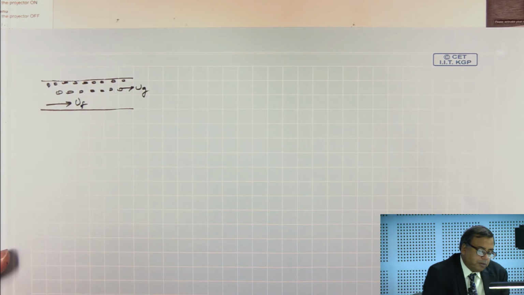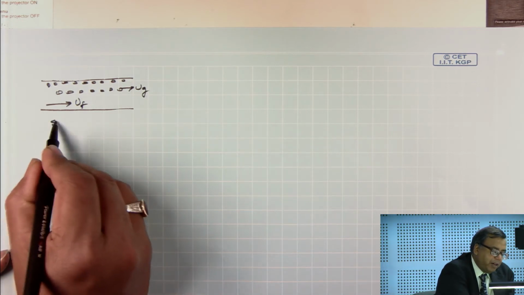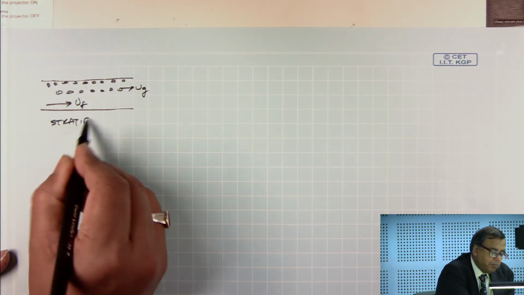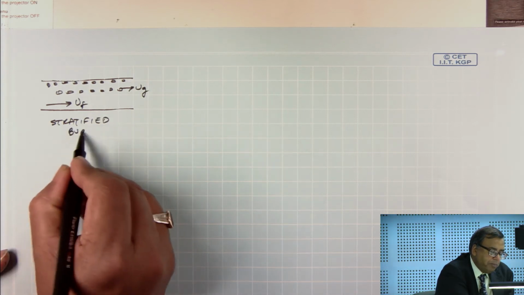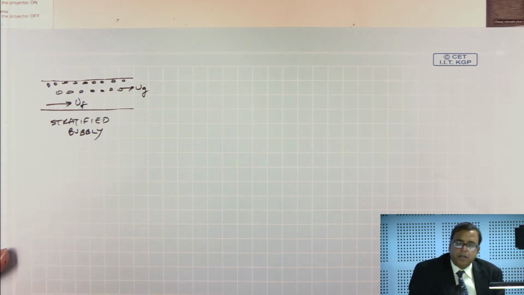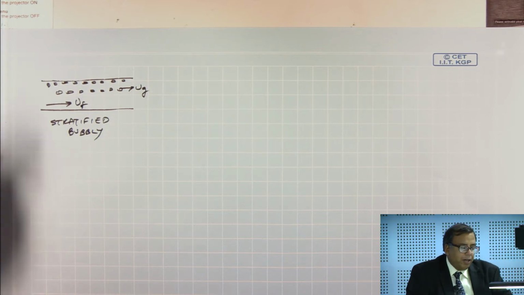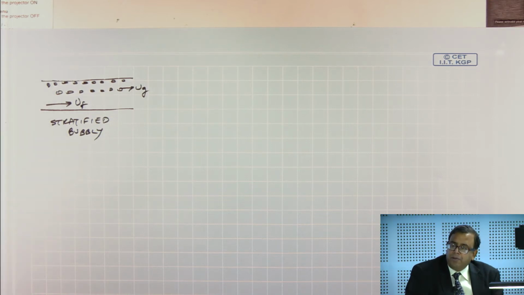Okay. So, this is stratified bubbly flow instead of homogeneous bubbly flow. In a vertically oriented pipe with flow in the upward direction, you are more likely to have a homogeneous bubbly flow. Here you have stratified bubbly flow. So, that tells you, depending on the type of flow configuration you have and the flow regime you have, the type of correlation that you want to use will be different.